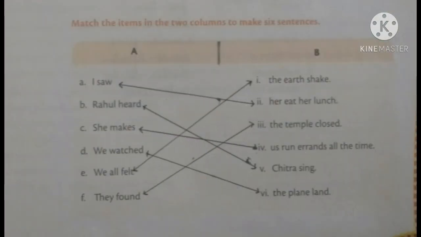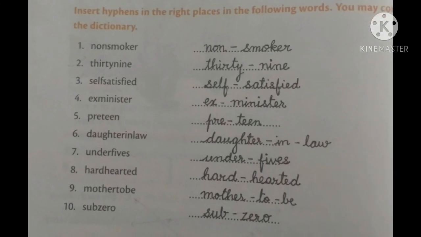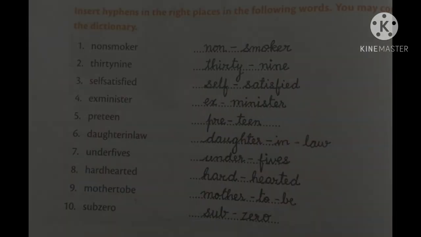The next bit is match the following in columns A and B. The 2 columns will be given. You have to match them. These also will be coming under short questions for 1 mark from the course book. The next bit from the course book is the hyphenated words. Here some words are given without hyphens and you have to put the hyphen in the correct place so that the word will become a correct hyphenated word from the 3 kinds of hyphenated words we have learned in the video.